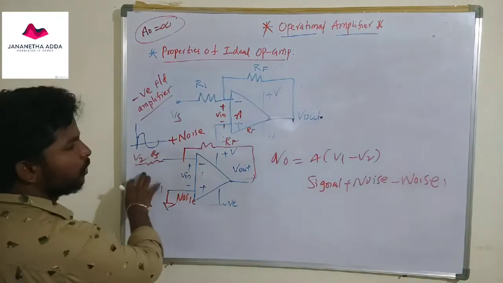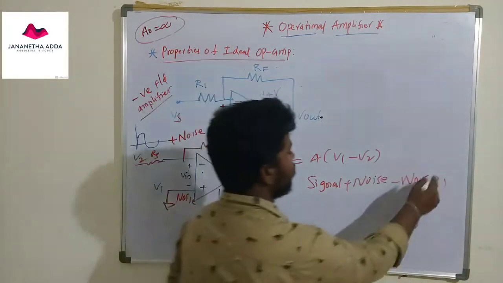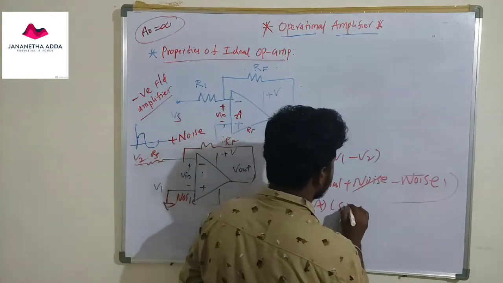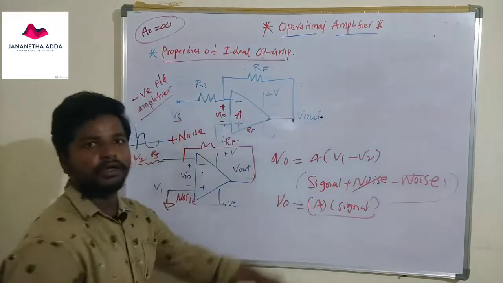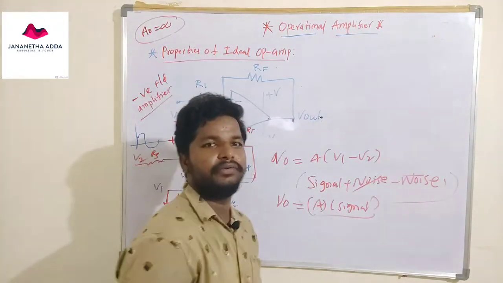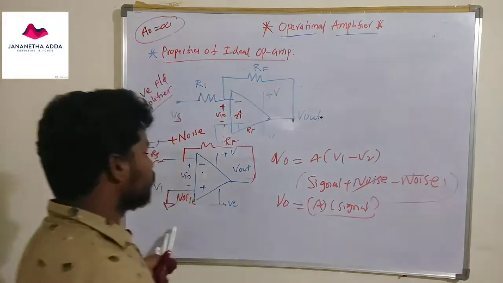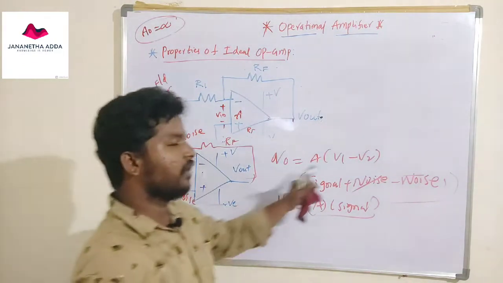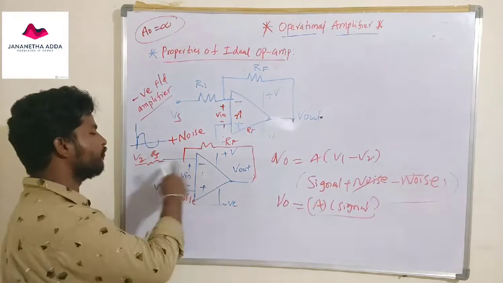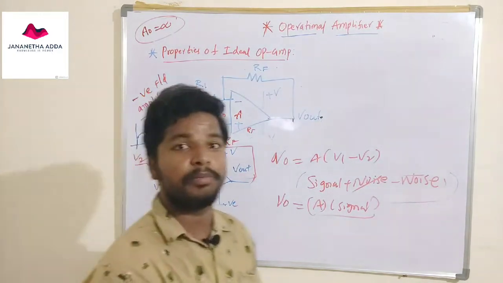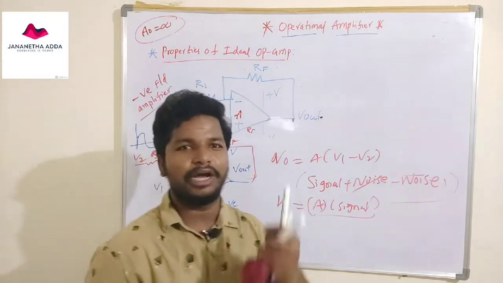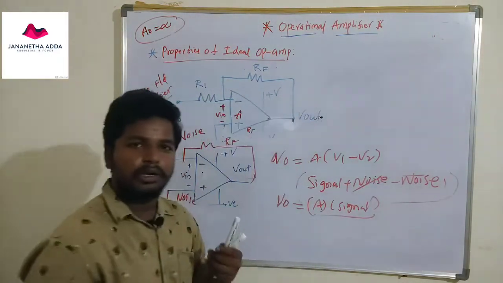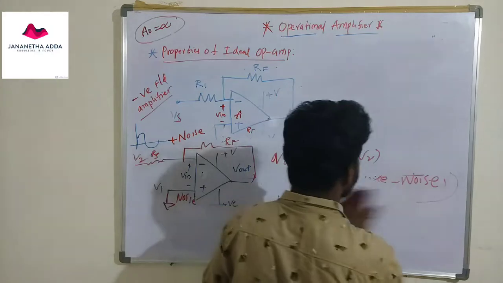So the noise gets cancelled and we get V output equal to A times the signal, which gives an amplified version of our input signal. It is able to eliminate the noise because of the differential sensing of the operational amplifier. This is a great property of an operational amplifier, and it is widely used in industrial applications.